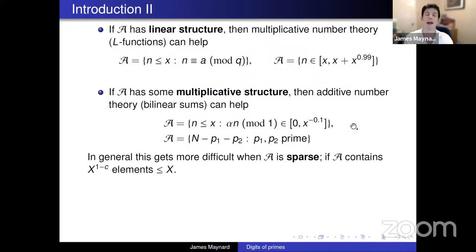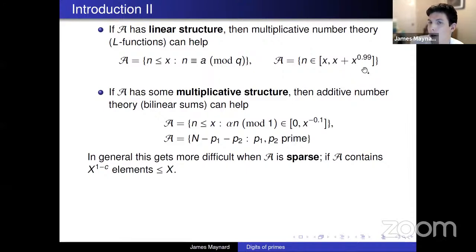But these are fundamentally the two types of structure that we're able to make use of in the examples where we are able to count primes. And for several of these sets, their density in the set of all integers of the same size is quite small. So for example, if we're looking at arithmetic progressions mod q with integers n up to x, if q is a small power of x, then this is a sparse set. It maybe contains x to the power 0.99 elements less than or equal to x.